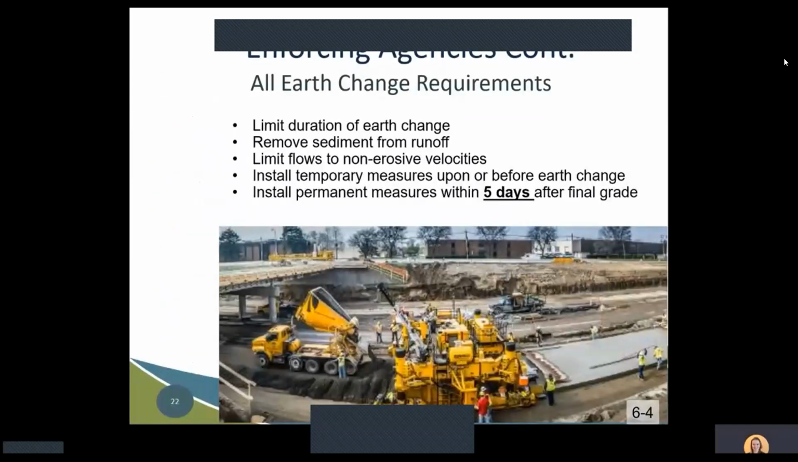This slide lists the requirements that apply to all earth changes, not just those under permit. They include limiting the duration of the earth change, removing sediment from runoff, the stormwater leaving the site must be clean. Limit flows to non-erosive velocities. We don't regulate velocity and volume of water, it just has to be non-erosive. Install temporary measures upon or before the earth change. And finally, install permanent measures within 5 days of final grade.